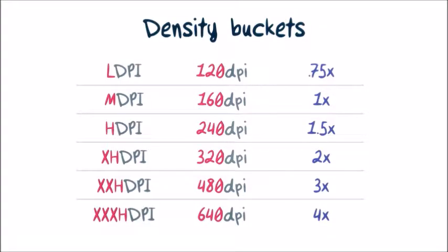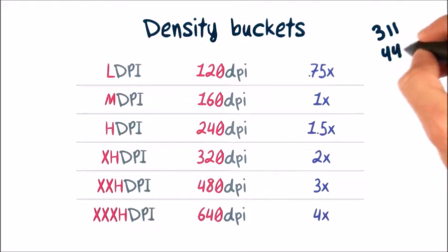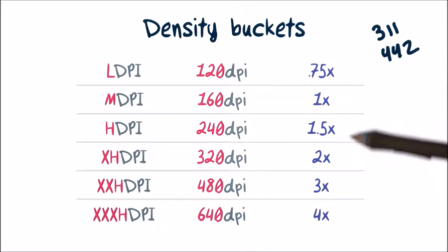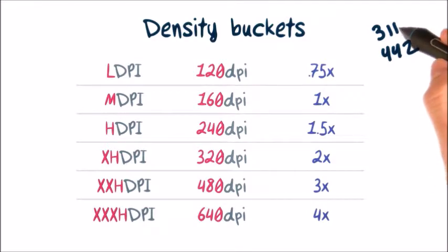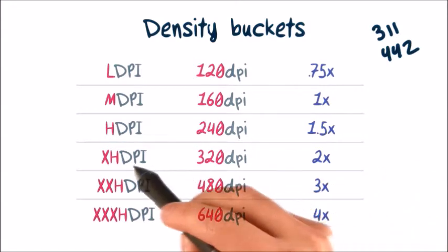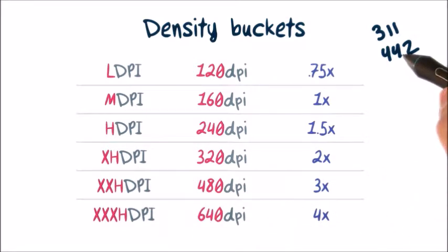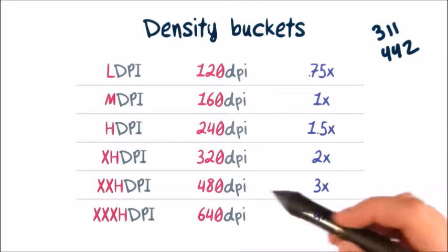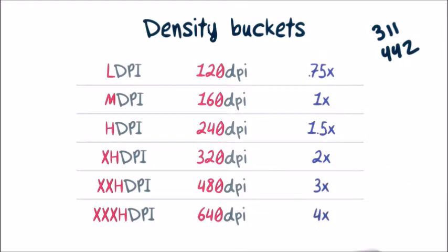Instead of using a device's exact pixel density, which can vary quite a bit, like 311 dpi or 442 dpi, Android groups devices into a number of density buckets. Each device gets assigned a density bucket that most closely matches its actual pixel density. So a device with a 311 dpi screen might get assigned 320 dpi or xhdpi, and a device with a 442 dpi screen might get assigned xxhdpi or 480 dpi.